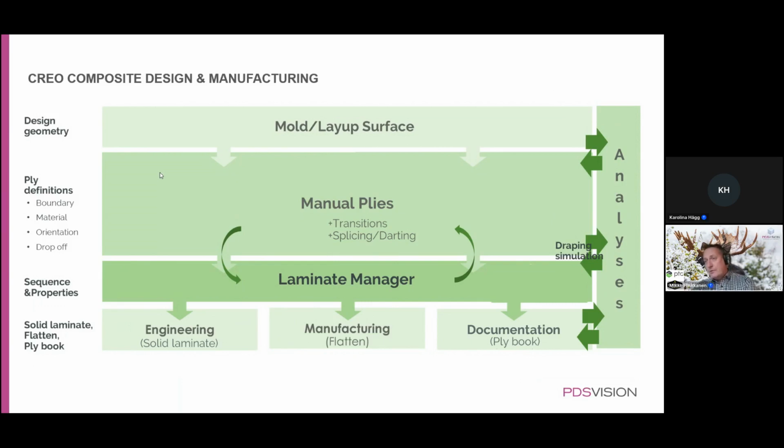And then as an outcome, you will get a solid laminate, with all the thicknesses and all that kind of deliverables. Then on the other hand, for manufacturing, you need the individual textile pieces to be cut out and indicated about the direction or the orientation of the fibers, and then the documentation as a drawing for a ply book. So all of this is included now for this composite design and manufacturing.